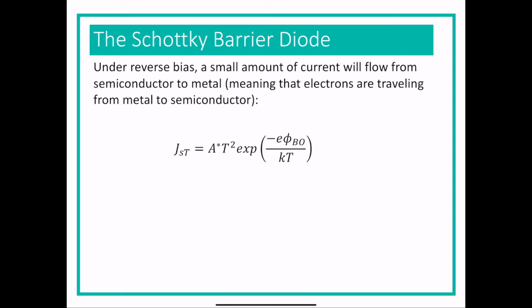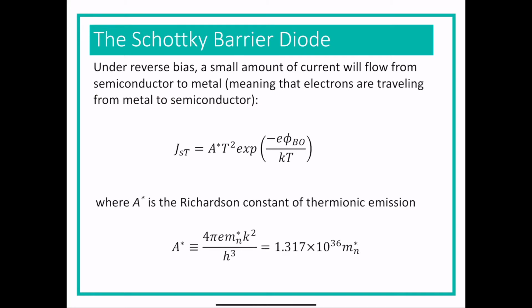something called A star, which I'll talk about in a second, times the temperature squared times the exponential function to the negative E times the barrier voltage divided by KT. And you know that E over KT is just the thermal voltage, so we could figure that out. A star is something known as the Richardson constant of thermionic emission. And it is just constants except for the effective mass of the semiconductor.